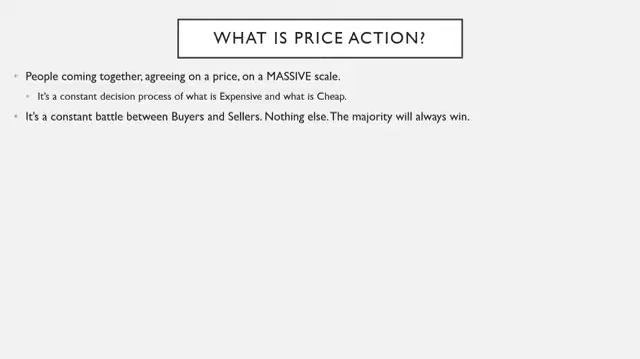We only have buy orders in the market and we only have sell orders in the market. When they are equal, we have consolidation. When buyers are more, we have uptrend. When sellers are more, we have downtrend, right? And usually, once again, the majority will always win.